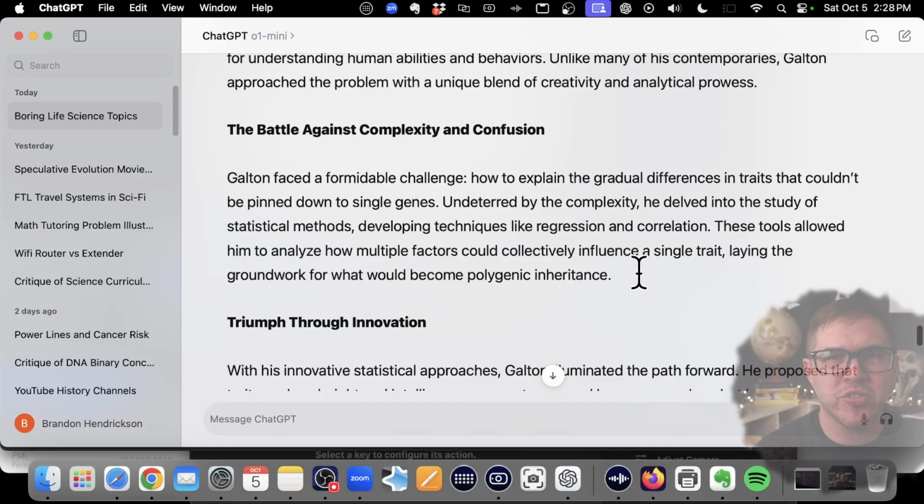Hold on. I feel like I didn't actually understand that paragraph. Is it because I didn't say anything? The gradual differences in traits. This is just his challenge. So then he dove in. So he had to develop techniques like regression and correlation. Do you know what these techniques are? These are the functions of statistics. He had to invent statistics to explain genetics. And he is understood to be the father of statistics.